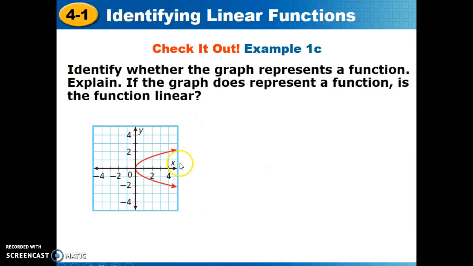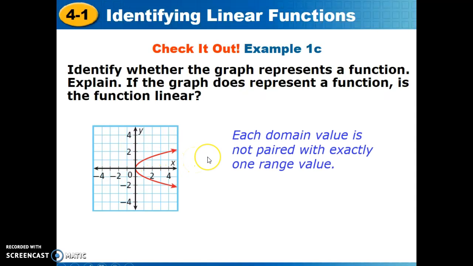Speaking of vertical line test, if we passed a vertical line over this graph, we can see that when x is 2, y is here and here. This domain value of 2 has two range values, therefore it's not a function.